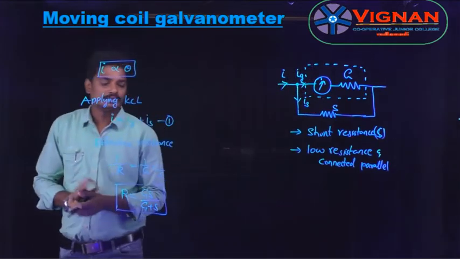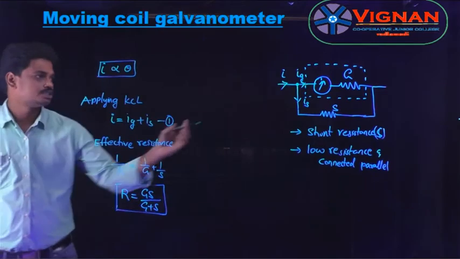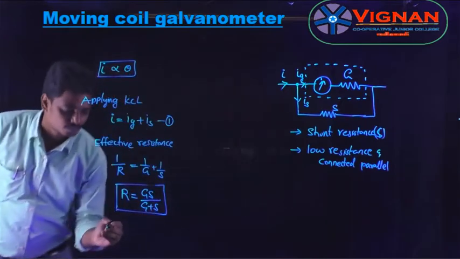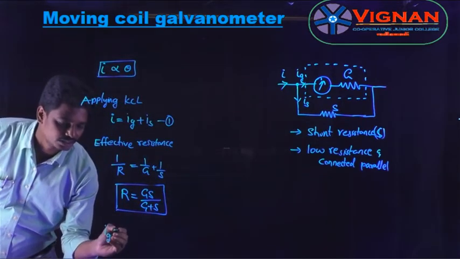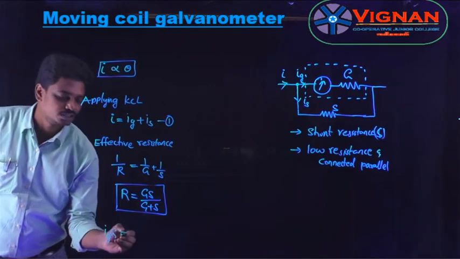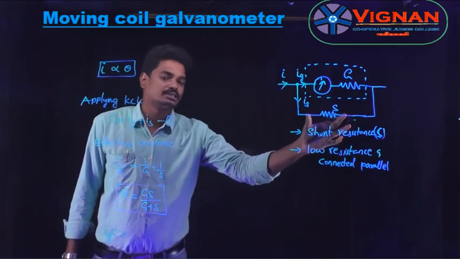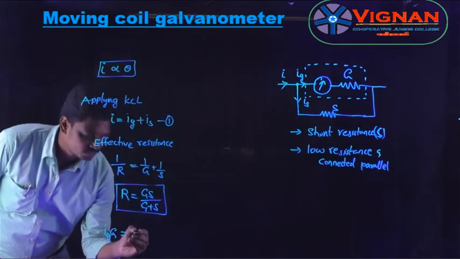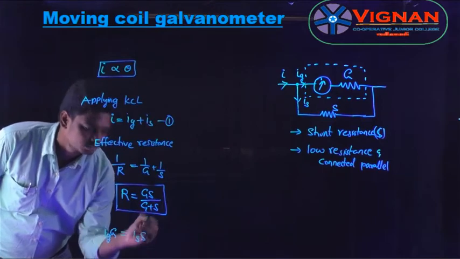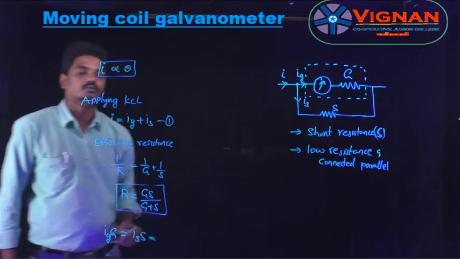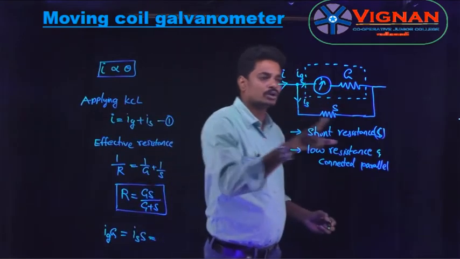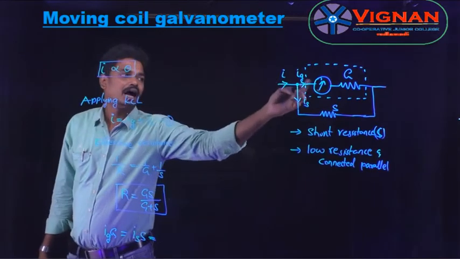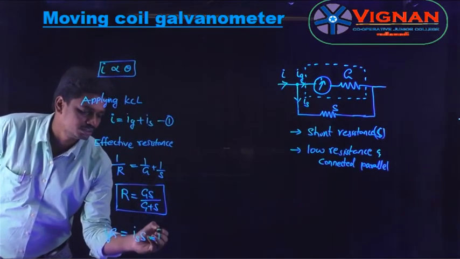As these both are connected in parallel, the potential difference across the galvanometer and the shunt resistance should be equal. The potential difference across the galvanometer is Ig into G, which is equal to the potential difference across the shunt resistance. The current flowing in the shunt resistance is Is and the resistance is S, so it is Is into S, which in turn is equal to the potential difference across the total circuit, that is the total current I into the effective resistance R.